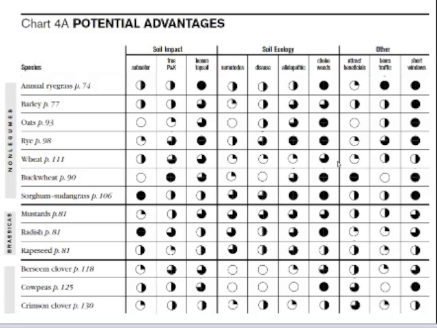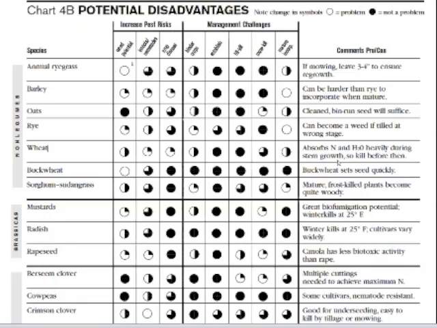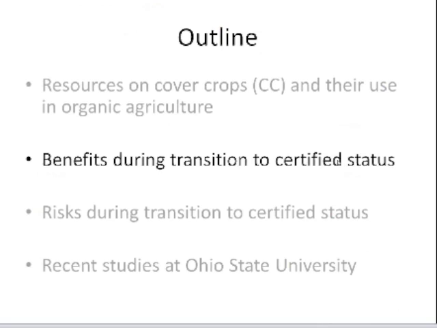In addition to picking out cover crops based on the advantages, one has to pay attention to the downsides of using particular cover crops. And again, in that reference, there are a number of handy charts that talk about the disadvantages of those particular cover crops. I don't have time to go over all of these resources, but they do allow you to find a combination of cover crops that have the functions that you need for your farm.